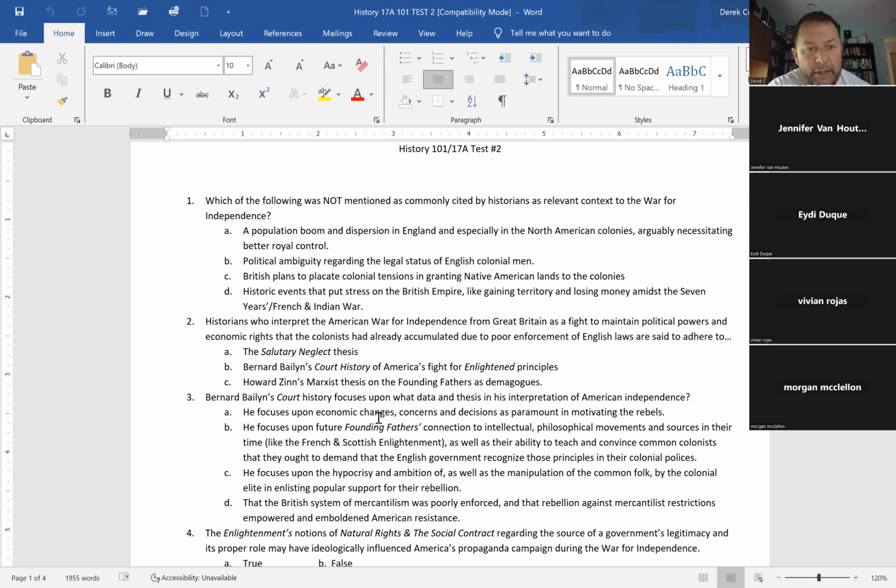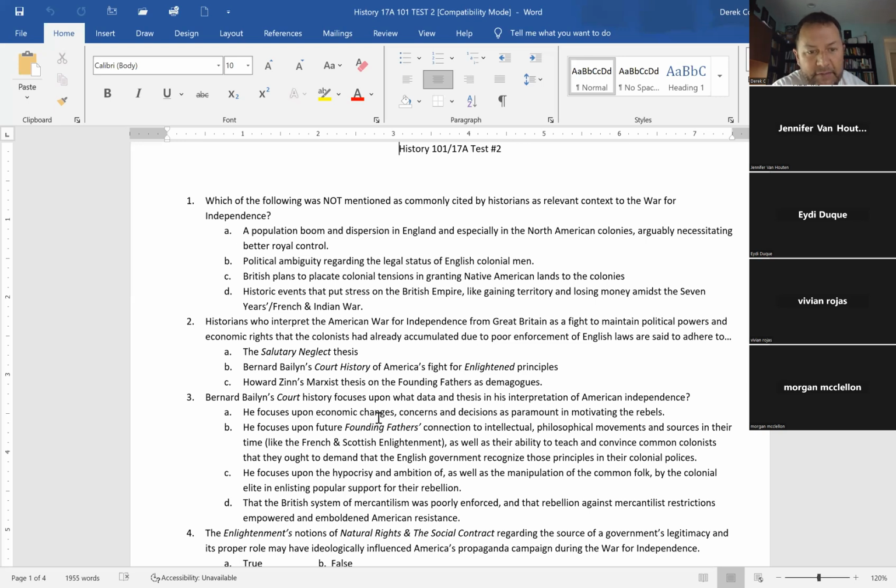So at any rate, the very first one is in the introduction. You'll find the population boom and dispersion. You'll find political ambiguity regarding our rights as Englishmen. And then you'll find historic events that put stress upon the British Empire. You will not find C, British plans to placate the Native Americans' lands to the colonies. No, it was just the opposite.